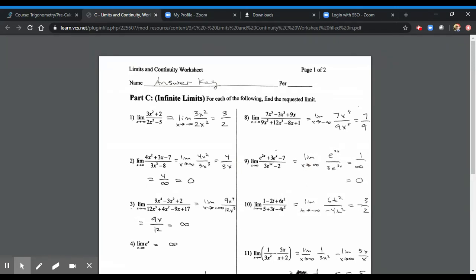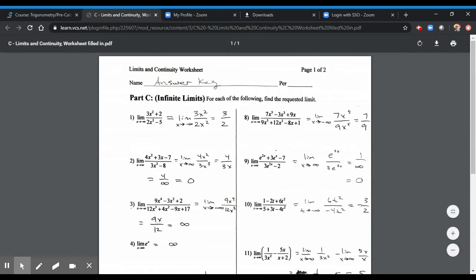All right, here's the in-class worksheet for Part C, infinite limits. Let's take a look. Number one, the limit as x goes to negative infinity of 3x squared plus 2, divided by 2x squared minus 5. Well, let's look at the highest order terms, and that is x squared. So I have 3x squared over 2x squared. As that goes to negative infinity, these two x squareds are going to cancel out. I'm just left with 3 halves.